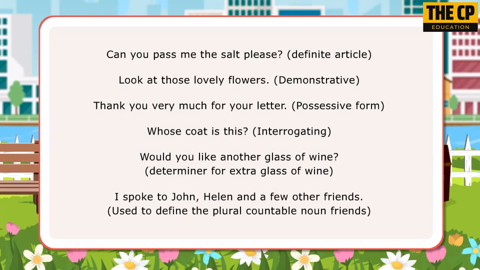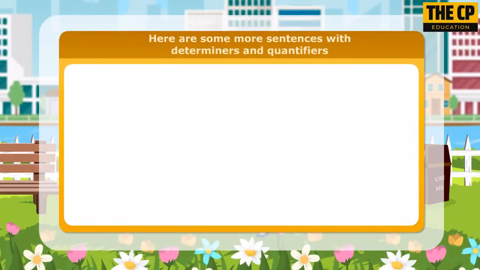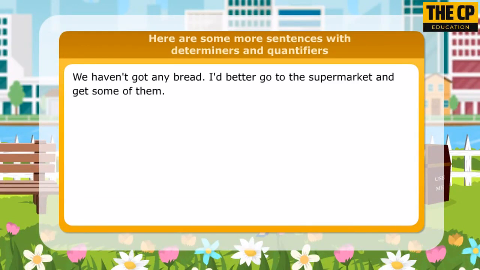I spoke to John, Helen, and a few other friends. Used to define the plural countable noun friends. Here are some more sentences with determiners and quantifiers. We haven't got any bread. I'd better go to the supermarket and get some of them.